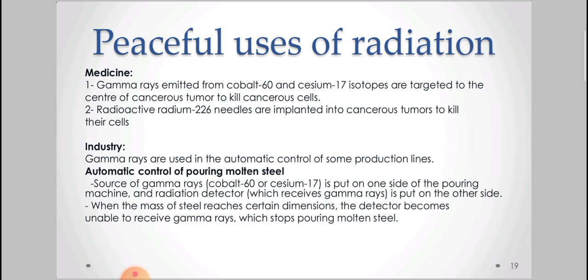Industry. Gamma rays are used in automatic control of some product lines, such as automatic control of pouring molten steel. A source of gamma rays, cobalt-60 or cesium-137, is put on one side of the pouring machine, and a radiation detector, which receives gamma rays, is put on the other side. When the mass of steel reaches certain dimensions, the detector becomes unable to receive gamma rays, which stops pouring molten steel.